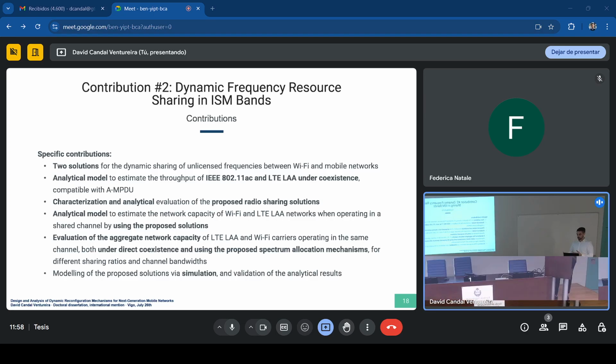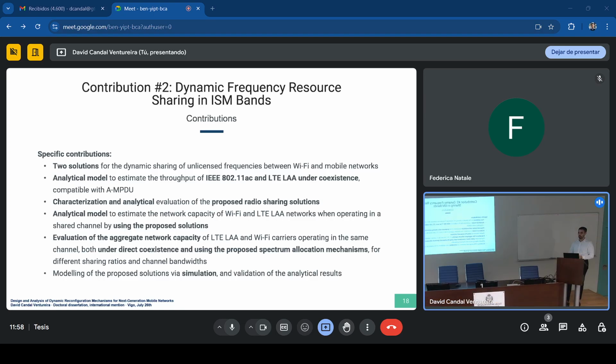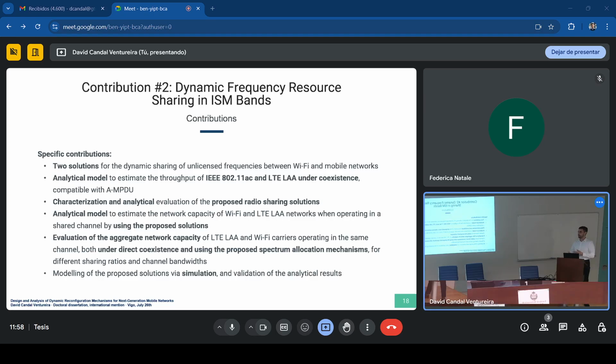And in addition to achieving this primary goal, the solutions also outperform direct coexistence in terms of network capacity. We developed an analytical model to evaluate the performance of Wi-Fi and LTE LAA under direct coexistence, including NPU aggregation, and complemented this model to evaluate our proposals.